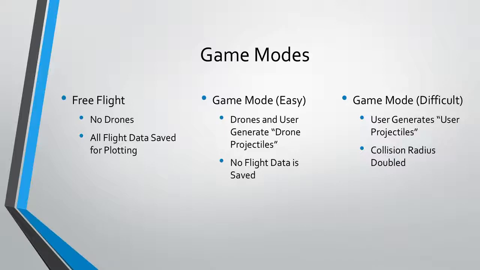Also, the collision radius is doubled in the difficult mode. That means that instead of a 15-foot radius, which is just a collision radius, where if any missile passes within 15 feet of you or an enemy aircraft, you'll explode, that radius is doubled to 30 feet to make it a little bit easier for the enemy drones to shoot you down. Gives them a little bit of an edge.